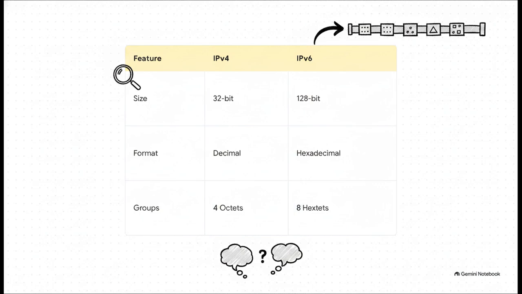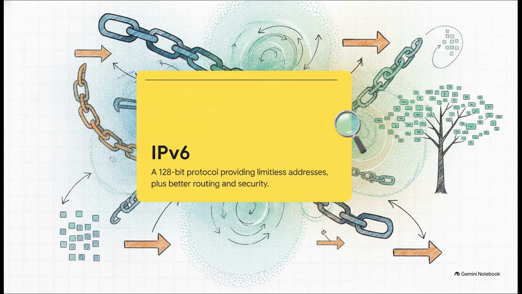IPv4 uses a 32-bit decimal format, broken into 4 segments called octets, with each one holding a number from 0 to 255. IPv6, on the other hand, massively expands this to a 128-bit hexadecimal format. It breaks the address down into 8 groups called hextets, separated by colons. The absolutely crucial takeaway here is that IPv6 is an upgraded 128-bit alphanumeric protocol. And because it uses 128 bits, it gives us an exponential 2 to the power of 128 addresses. That is a number called 340 undecillion.